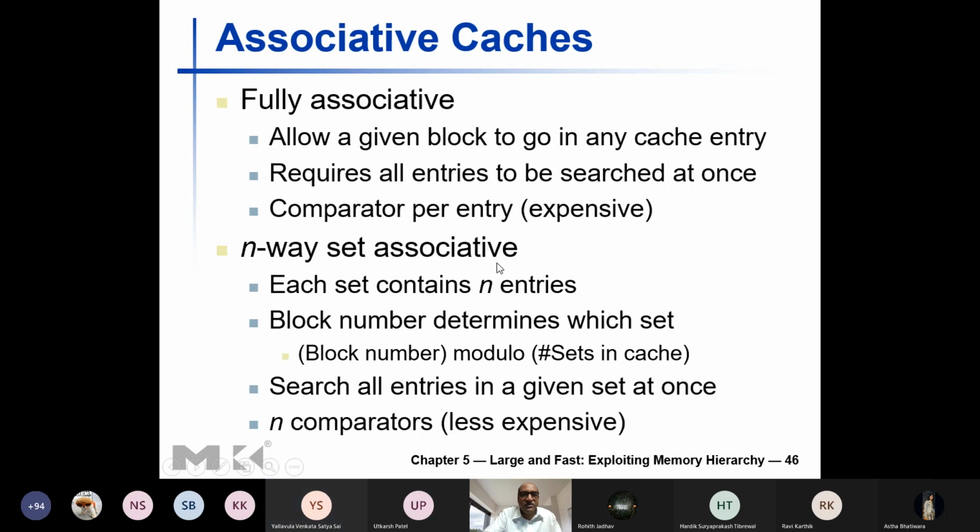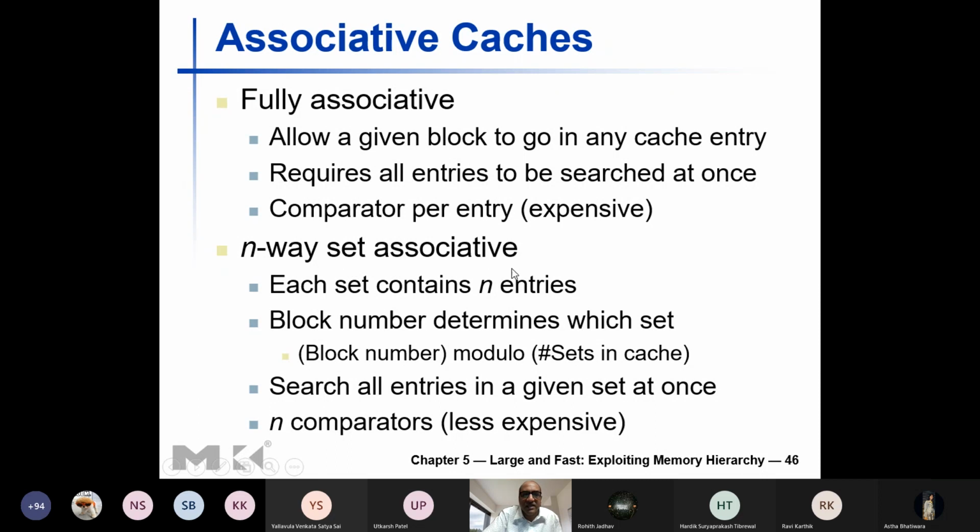In n-way set associative, the idea is this: suppose your cache size equals 1,000 blocks. In a direct-mapped cache, you organize that cache as 1,000 entries, where each entry corresponds to only one block. Whereas in a fully associative cache, you have 1,000 entries and the blocks can be anywhere. That means each entry contains only one block, but blocks can be placed anywhere in the cache. Therefore you have to check all of them.